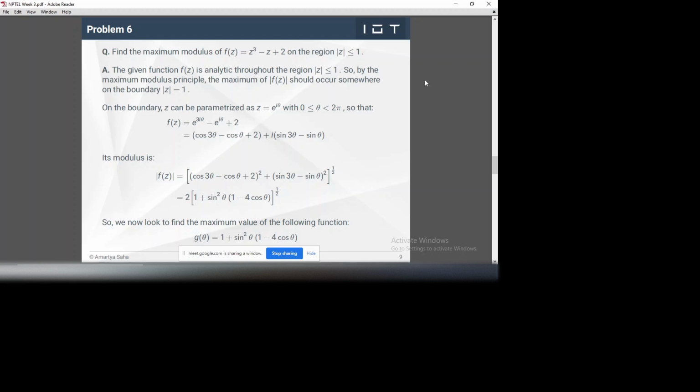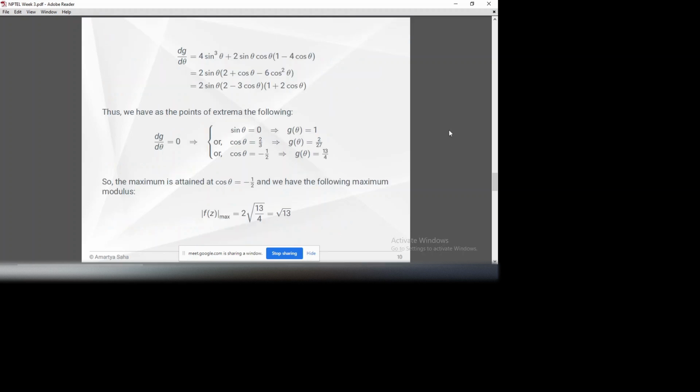So yeah, these kinds of problems are quite involved. You may have simply thought that you will use the triangle inequality: mod f(z) will definitely be less than or equal to mod z cube plus mod z plus 2. So mod f(z) will be less than or equal to 4 in the given region.